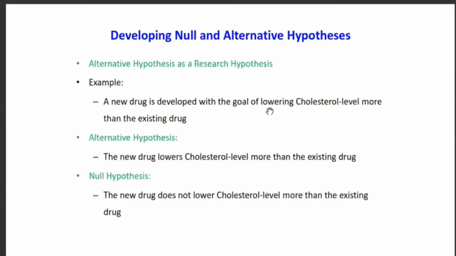A new drug is developed with the goal of lowering the cholesterol level more than the existing drug. Now, the alternate hypothesis they are assuming is that this new drug is better than the existing drug. No difference is the null hypothesis. For null hypothesis, you don't need to do anything. For alternate hypothesis only, you have to prove. You have to say that the drug is best. You have to show that, sir, I have given this drug to this many people, and out of these many people have survived, and it has cured like this, and it has given better results like this.